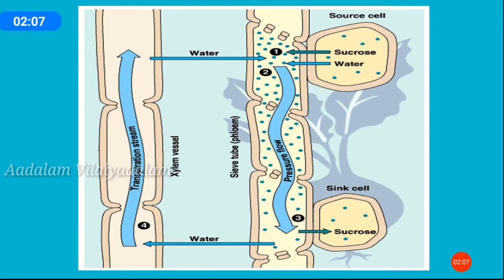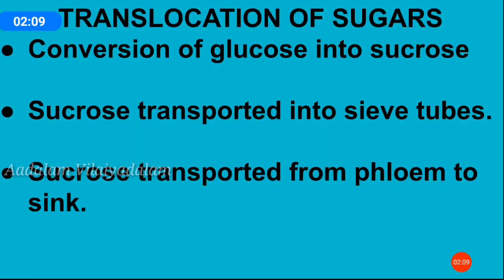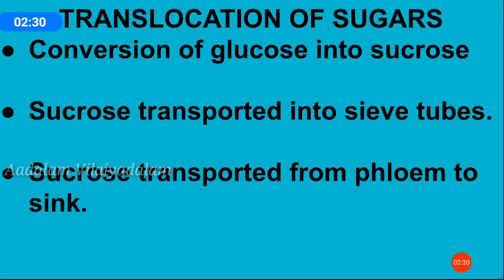In plants, the mechanism explained for the translocation of sugars from source to sink is referred to as the pressure flow hypothesis. Glucose generated by photosynthesis at the source is converted to sucrose, which is moved to the phloem sieve tube cells through the companion cell by active transport.